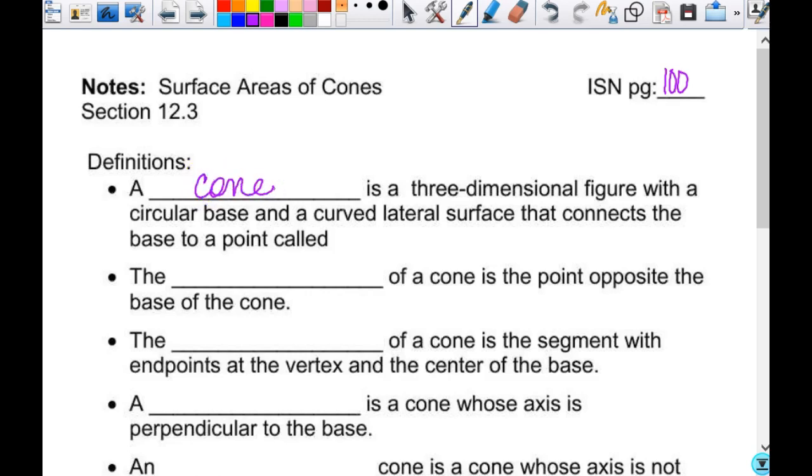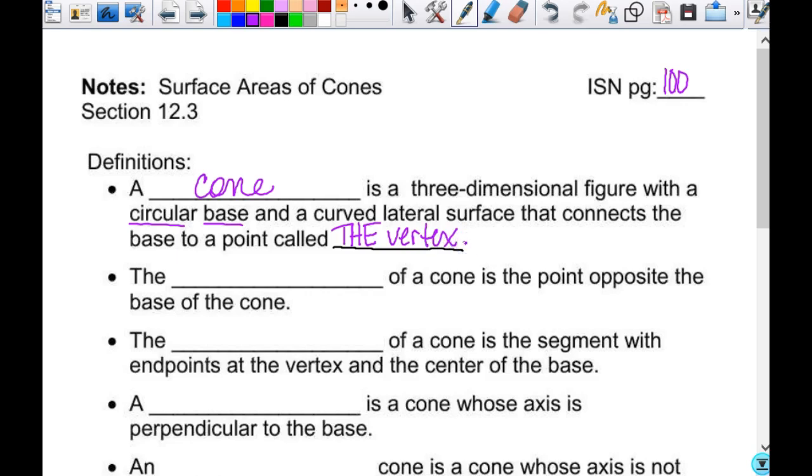Right? So a cone is a three-dimensional figure with a circular base. The base always has to be a circle. Can't be anything else, or it's not a cone. And a curved lateral surface that connects the base to a point called, and I left off the line here, but what's that point called? The vertex. And it is the vertex. It's the one and only in a cone. The vertex.